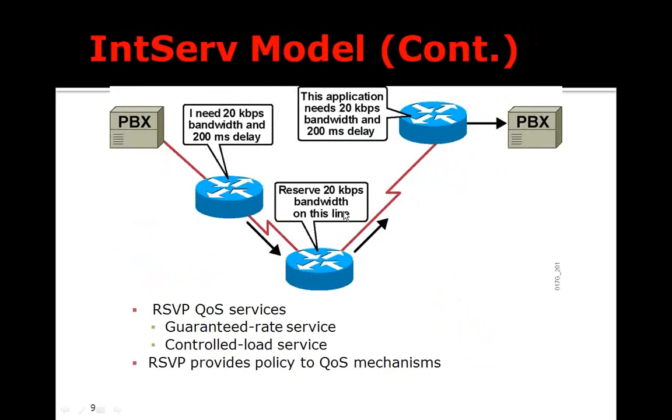So again, looking a little more at what this looks like in the network. As RSVP is communicated through the network, we're going to go out and say, hey, I need this type of bandwidth and this type of delay. So 20 kbps and 200 milliseconds delay. Each device along the path has to set aside this capability. If any device in this path is unable to satisfy this, then IntServ will not set up a reservation, and your call potentially fails.